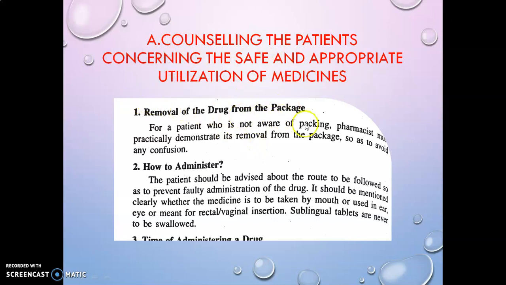So first, removal of drug from package. For a patient who is not aware of packaging, the pharmacist must practically demonstrate its removal from the package so as to avoid any confusion. And how to administer. The patient should be advised about the route to follow so as to prevent faulty administration of the drug. It should be mentioned clearly whether the medicine is to be taken by mouth, used in the ear or eye, or meant for rectal or vaginal insertion, or that sublingual tablets are never to be swallowed.